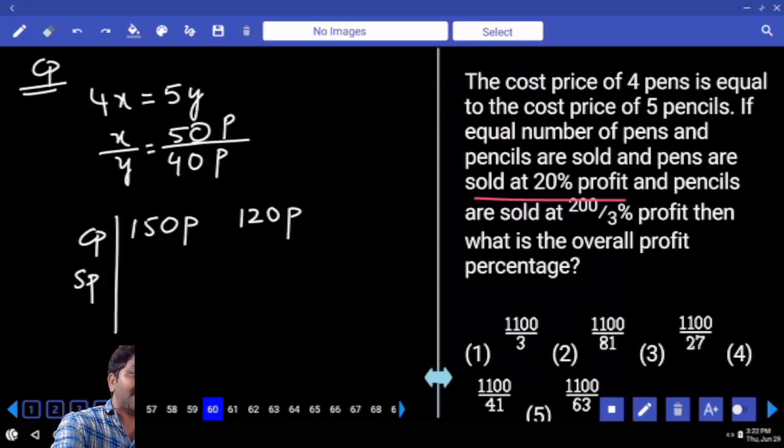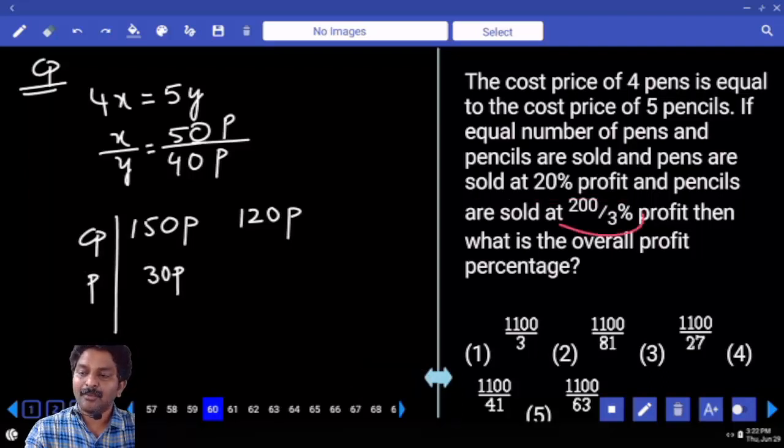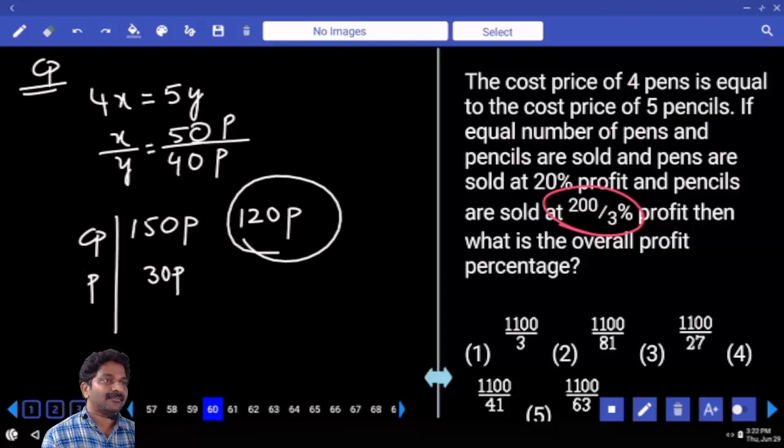Is the final question about selling price or profit? So let's talk about only profit. Is that okay? Right. 20% in the sense 30 parts only. On pencils, how much percentage profit are we getting? 200/3. What is 200%? 240/3.